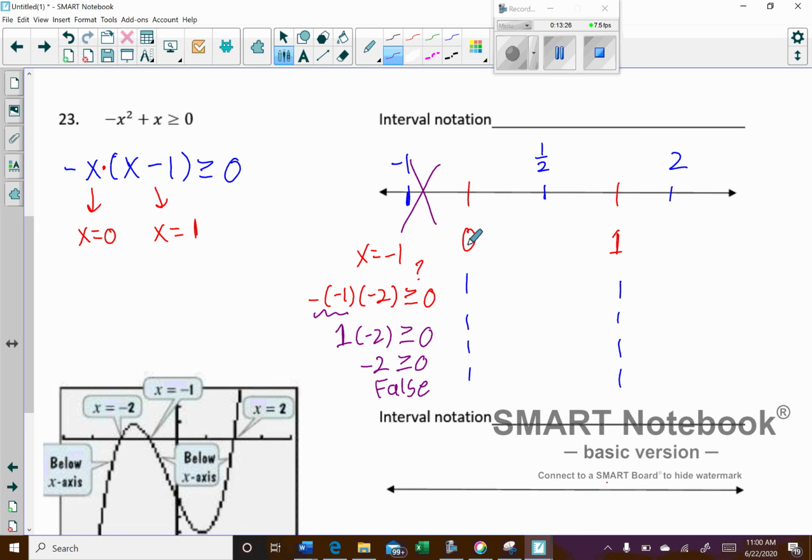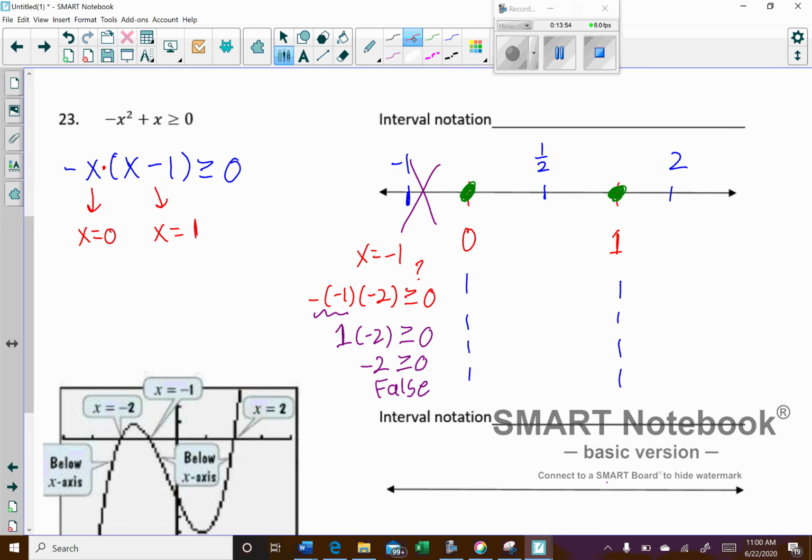Now let's look at 0. If I plug in 0, it will make it equal 0, which is greater than or equal to 0. So I know 0 actually is a good answer. So I'm going to go ahead and include that point. And same thing with the 1. If I were to plug in a 1, it would cause the expression to equal 0. So I know that one works too. Now we got to figure out, does 1/2 work? Does 2 work? And so on.